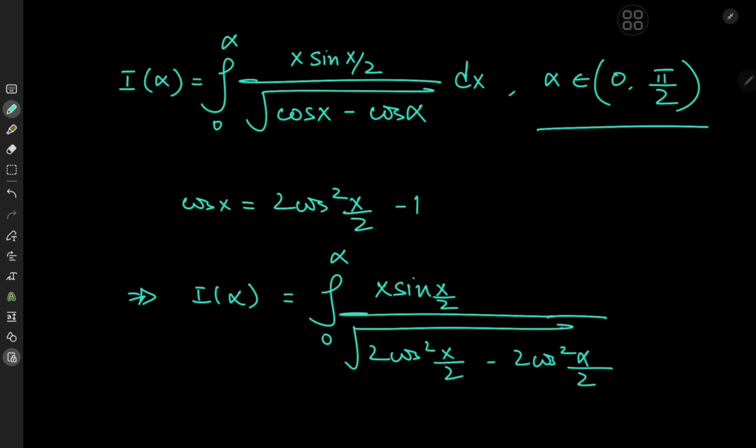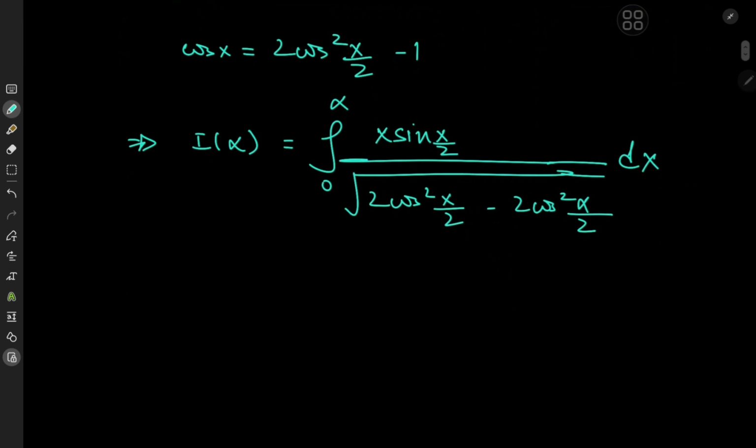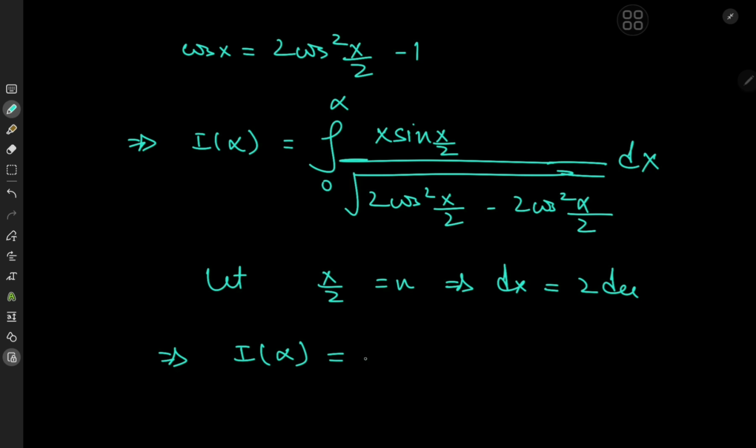And now for a little u substitution, we're going to let x by 2 equal u, which implies that dx equals 2 times du. And this implies that I of alpha in the u world is now an integral from 0 to alpha by 2 of, what exactly? x would turn into 2 times u. So we have 2u here, and we have another factor of 2 because of the differential element, so that's 4.